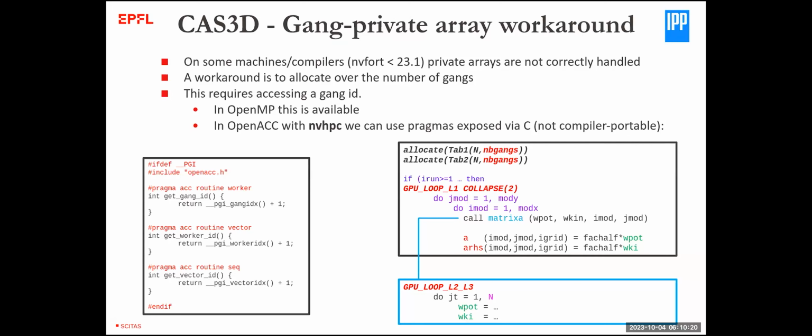And so then this is in C. It then needs to be connected to the Fortran code. And then from the Fortran code, we can call these and then use these tab 1 and tab 2 arrays correctly.